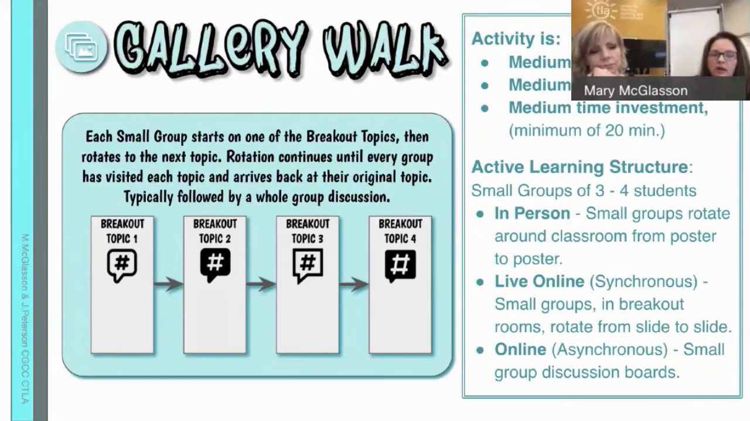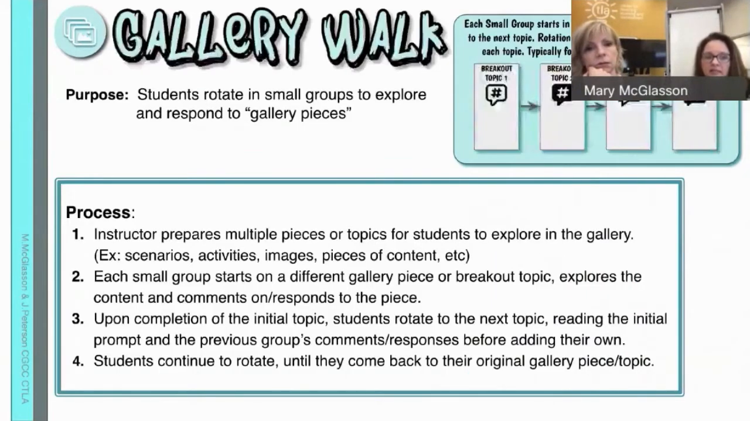In the online environment, I've actually found that this works better because it doesn't matter if group 1 finishes and wants to rotate onto group 2. If you're using something like Google Slides, it doesn't hurt that they're both on the same topic at the same time. So this is a little bit of an efficient way to work. Online students just rotate. So we'll flip to the next slide and give you some more details.